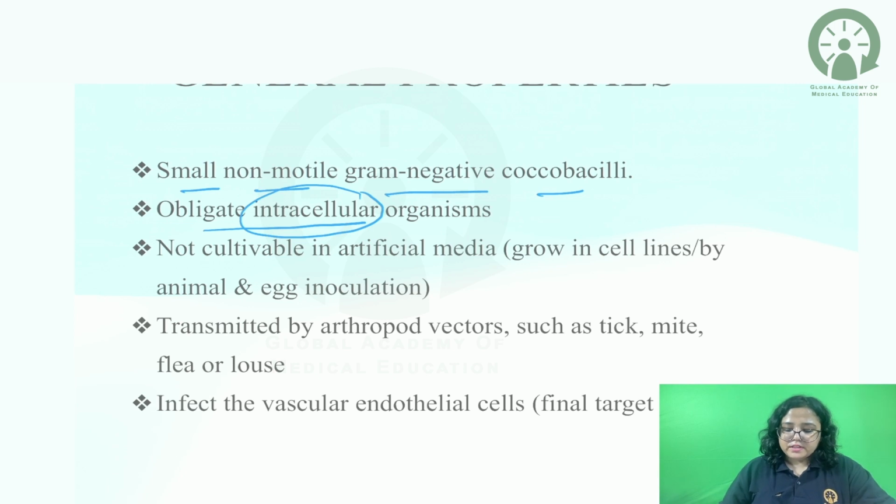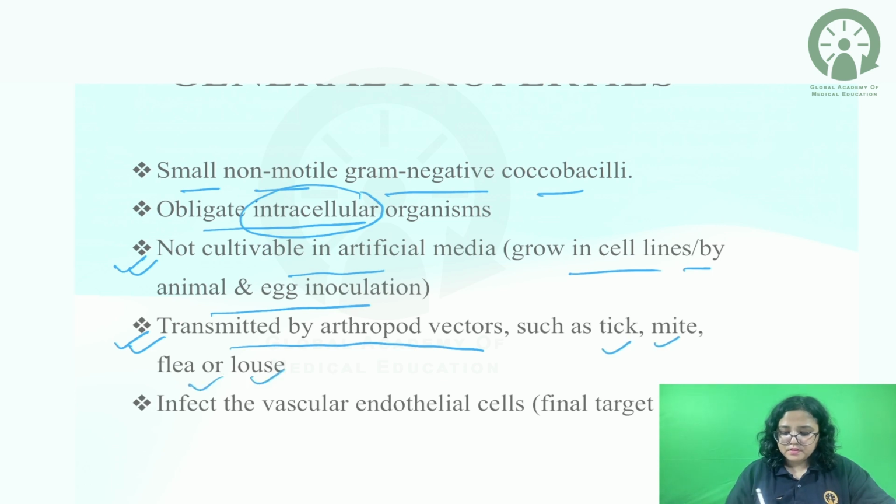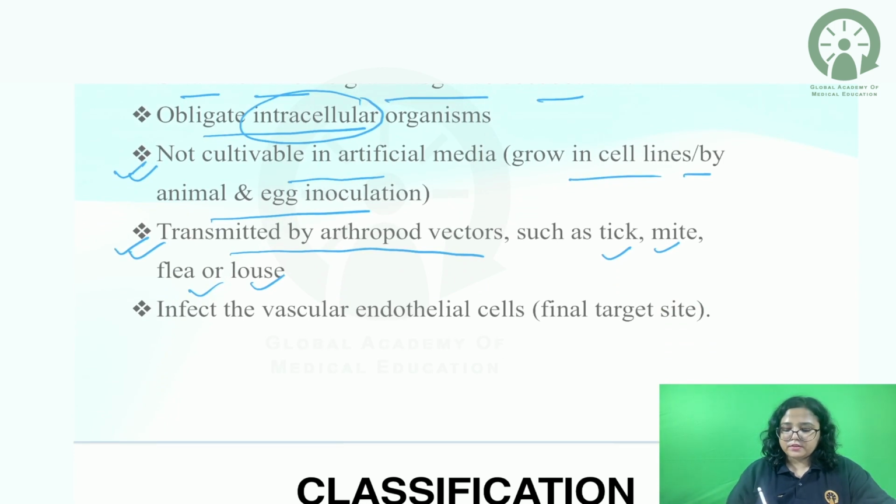Another feature is that they are not cultivable in artificial media, and they grow in cell line, by animal or egg inoculation. This is an important property because Bartonella can be grown in blood agar, so now it is not included in Rickettsia. All of them are transmitted by arthropod vectors such as tick, mite, flea or louse, and their final target site is vascular endothelial cells.